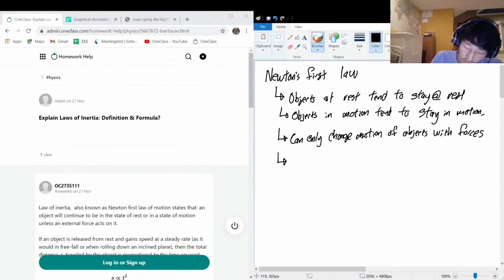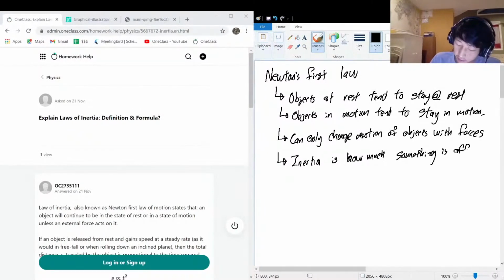And inertia is how much something is affected by forces. Okay, so let's say we have a gust of wind.